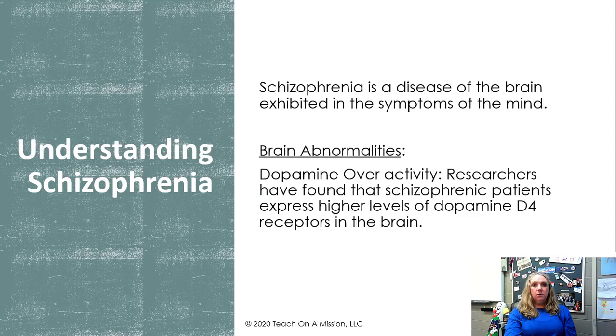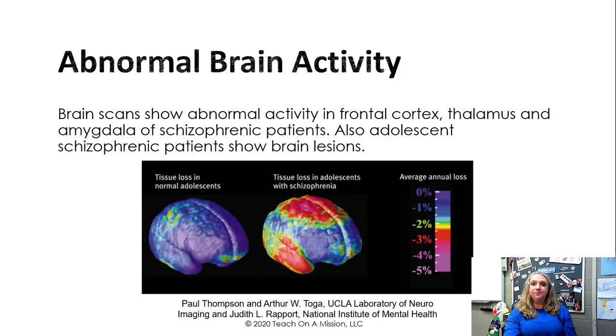and tasks. Understanding schizophrenia. So schizophrenia is a disease of the brain exhibited in the symptoms of the mind. Brain abnormalities, dopamine overreactivity. The researchers have found that schizophrenic patients express higher levels of dopamine D4 receptors in the brain, which means dopamine is just rushing in. There's more ways for the dopamine to trigger the neuron to fire on that dopamine.